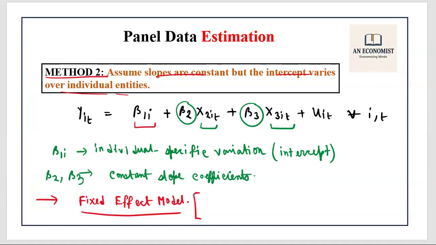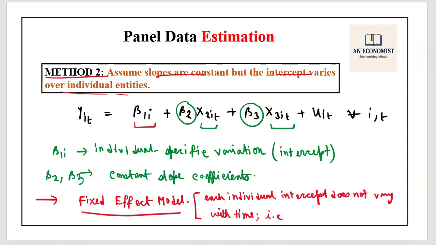Let me write it down in short: each individual intercept does not vary with time. That is, it is time invariant. This is the reason it is known as the fixed effect model.